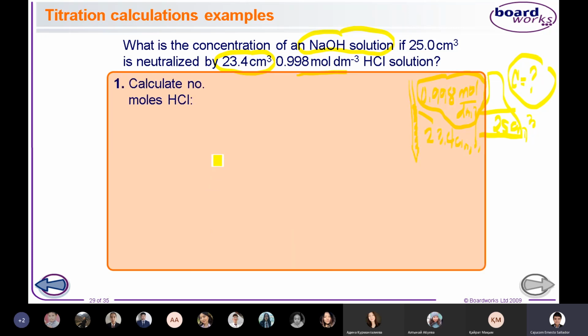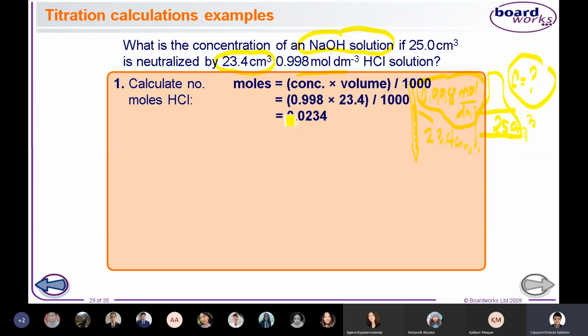The first thing that you need to do, I hope you're not distracted with this. First, we need to calculate the number of moles of HCl. And how will you do that? Everybody knows how to calculate the number of moles. Number of moles is concentration times the volume. So you can just directly convert this to 0.025, then you will end up with 0.0234.